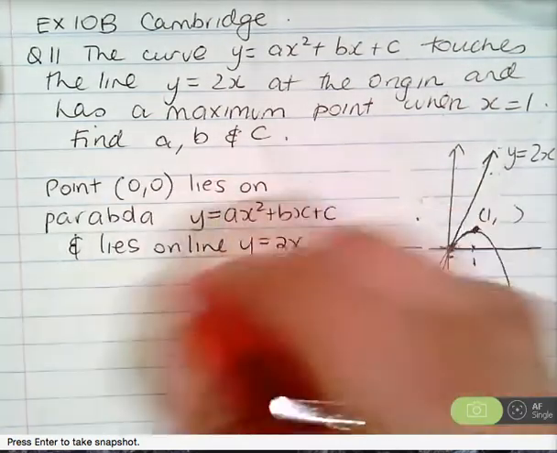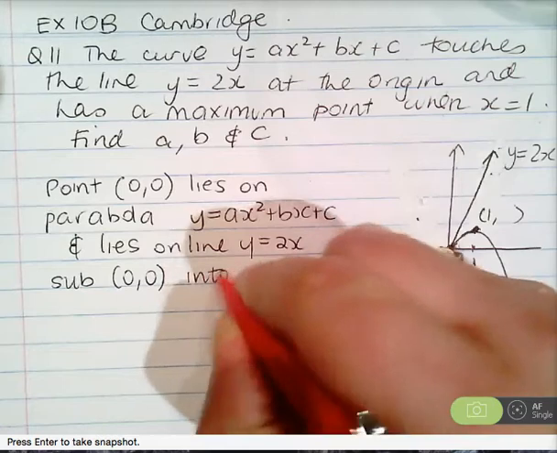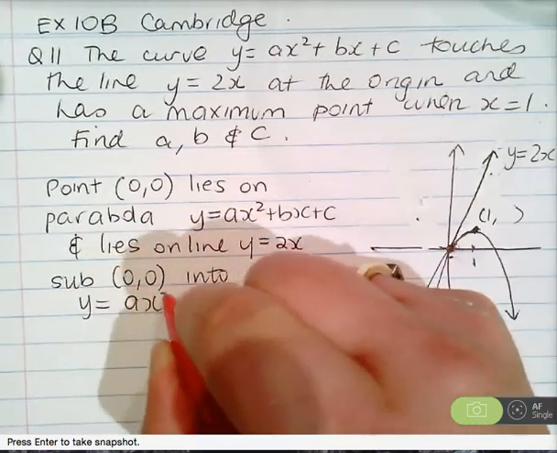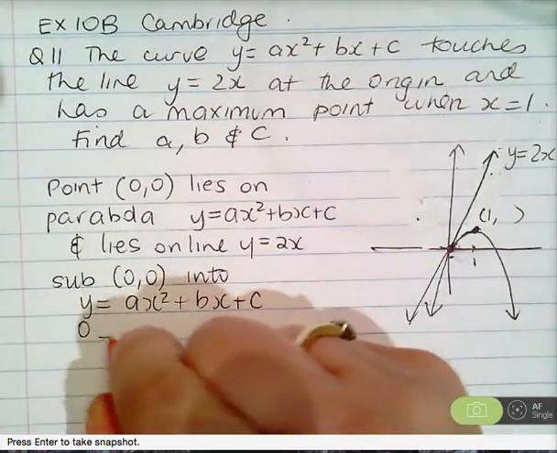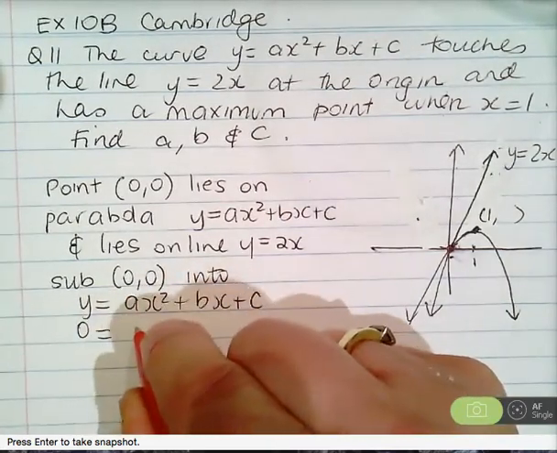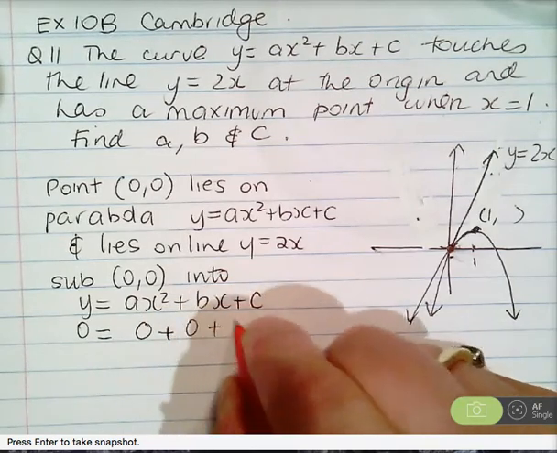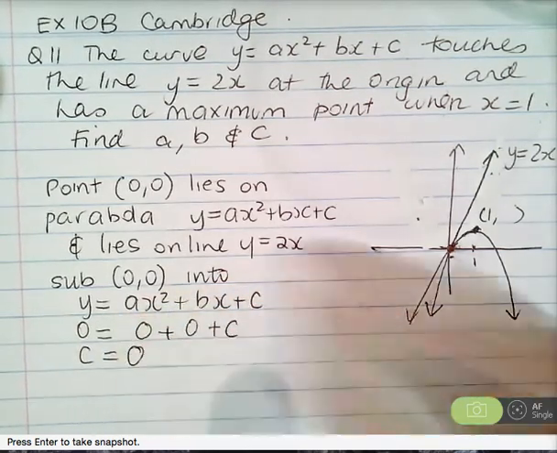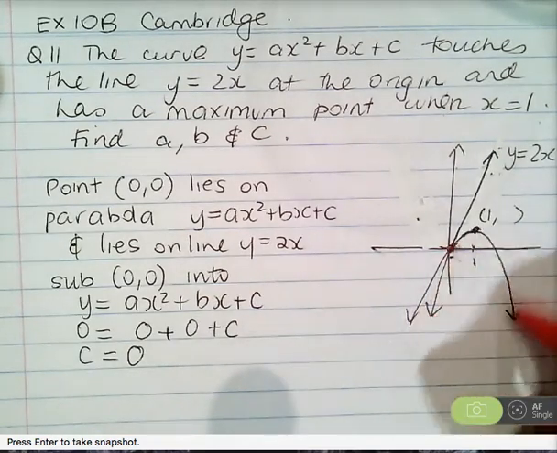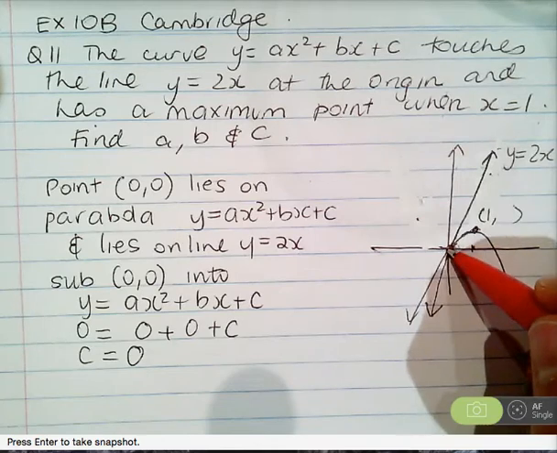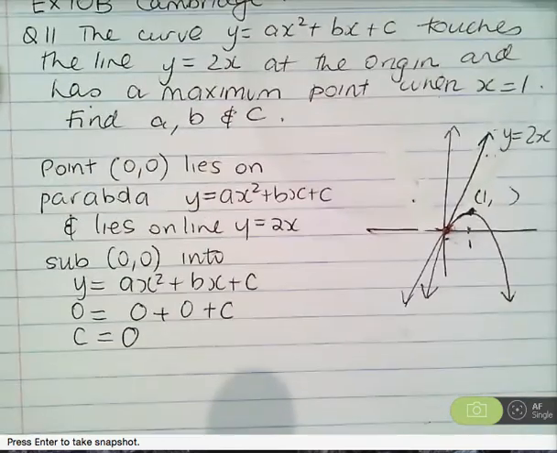So what I'm going to do, I'm just going to start by subbing 0, 0 into my equation y equals ax squared plus bx plus c. And I will get that 0, because y is 0, equals a times 0 squared, which is 0, plus b times 0, which is 0, plus c. Now it appears that c is 0. Now c would have to be 0, because if you see this parabola, it's concave down and passes through the origin, the y-intercept is 0. So we've already worked out that c is 0.